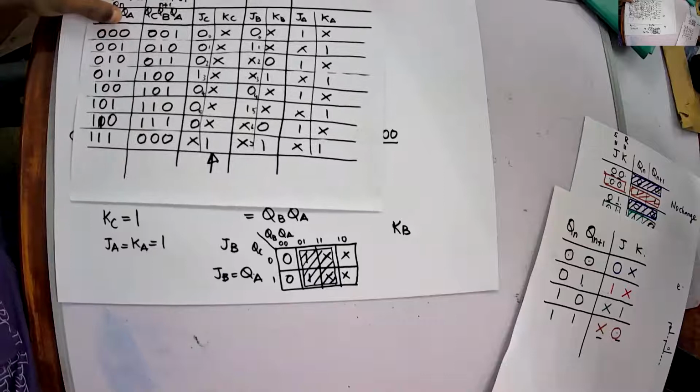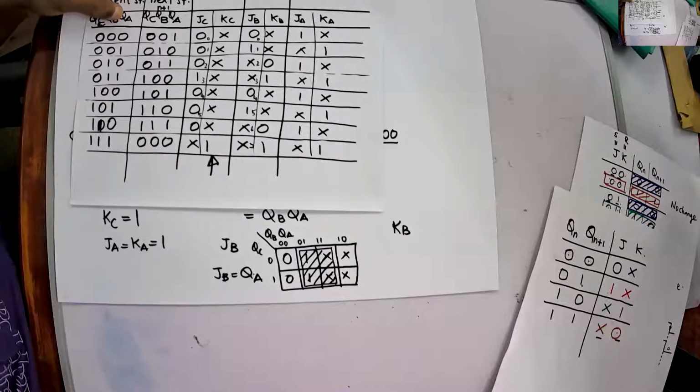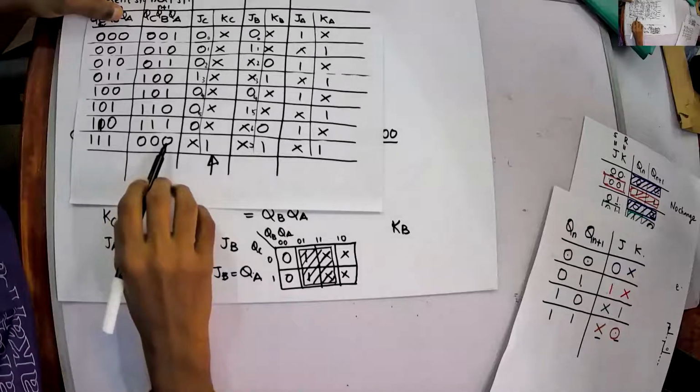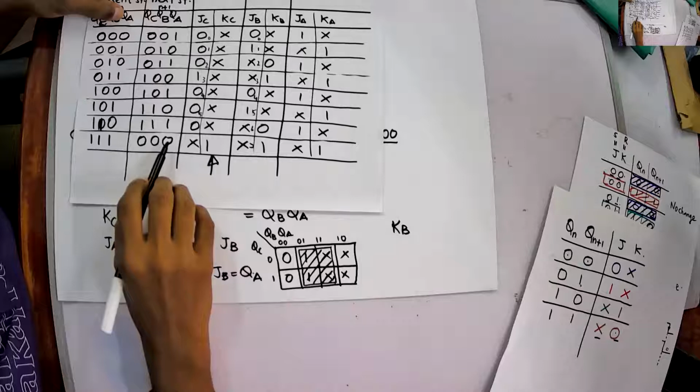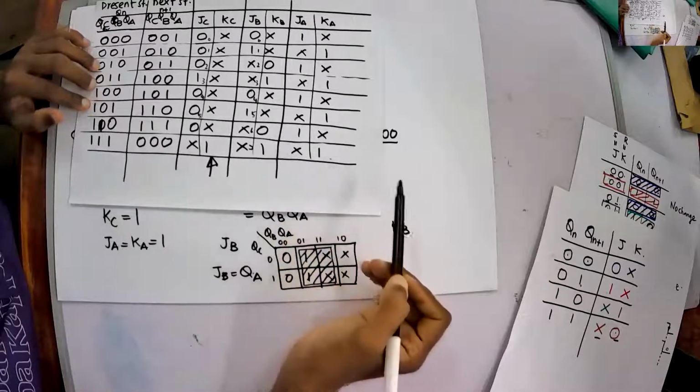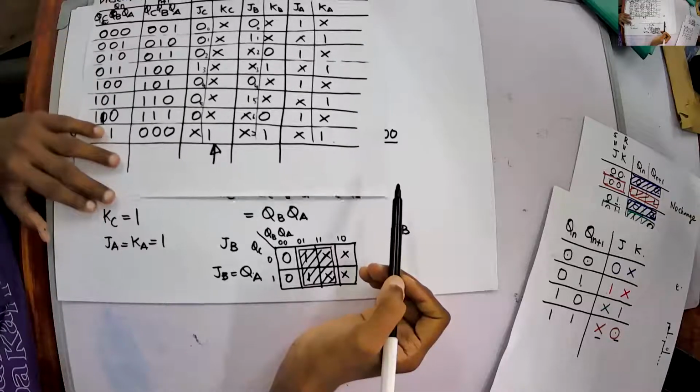Check the third column. Any problem with this one? 0, 0. Where have we made the mistake? Can you unmute and talk to me? Is it this one? Oh, which one are you talking about?